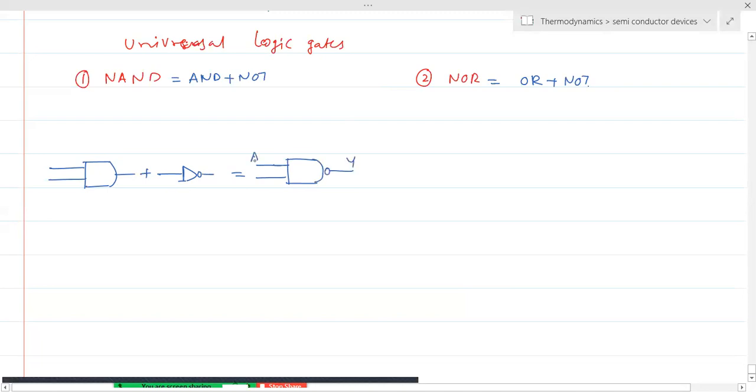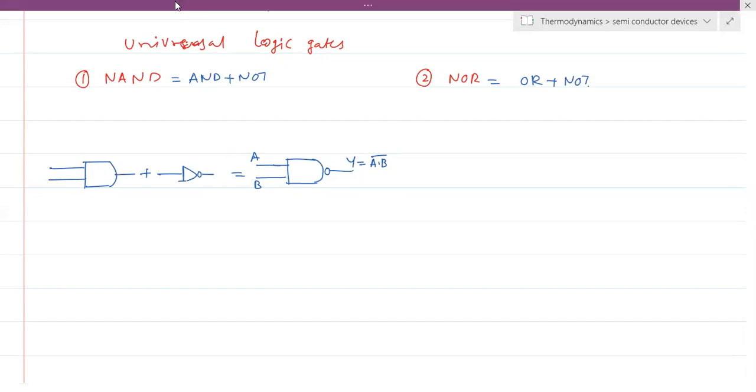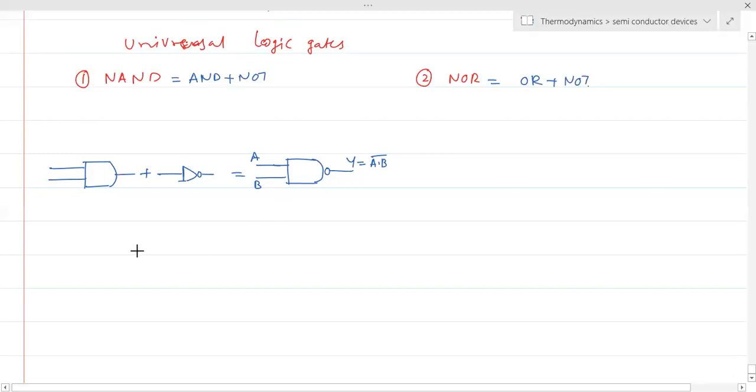So this is Y, this is A, and this is B. Y is simply A dot B bar. Y is equivalent to A dot B bar. So now we will write the truth table for the NAND gate.